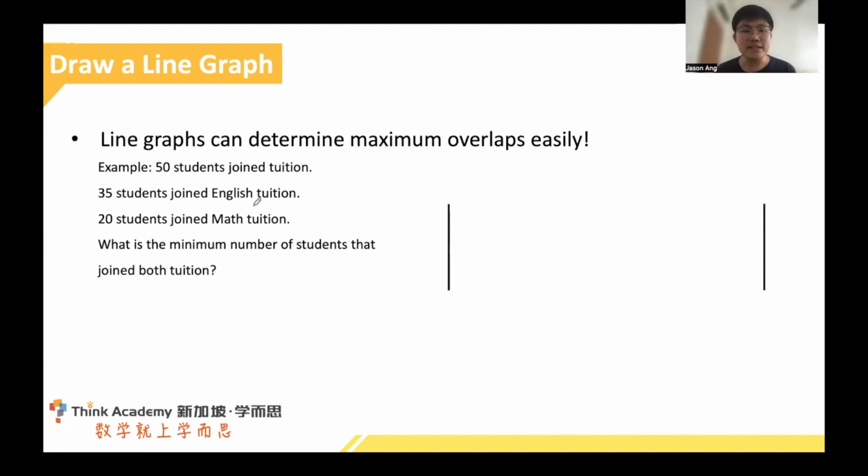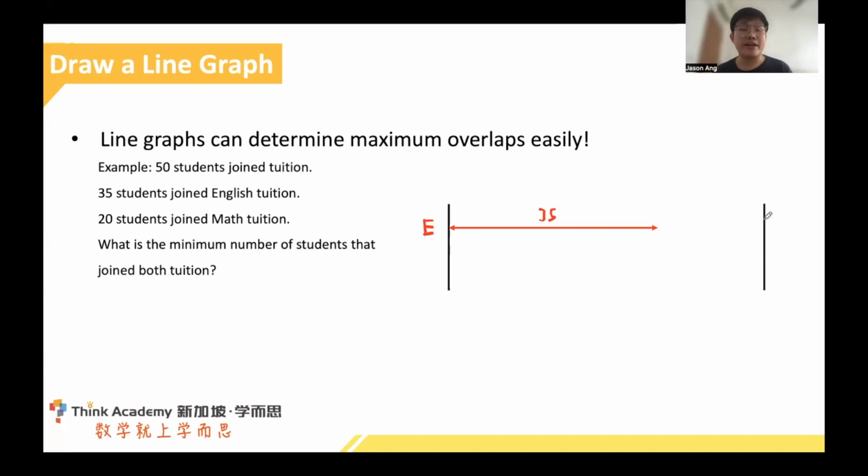So with 2 lines, we can draw an arrow on the left-hand side that represents the English. These represent 35 students, which, fair enough, does not cover all of the people. Now, if we add in the 20 students that join the math tuition, we want to find the minimum number of students that join both. Hence, I want to have as little overlap as possible.